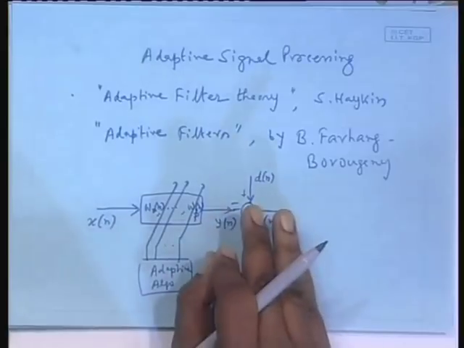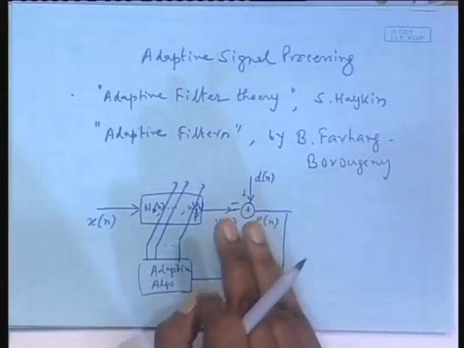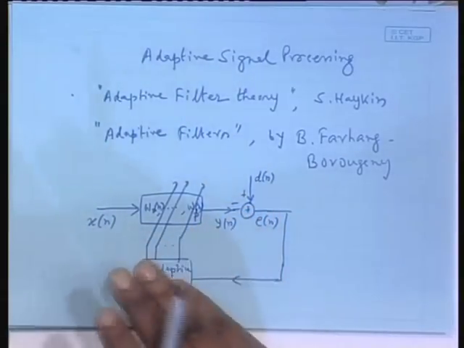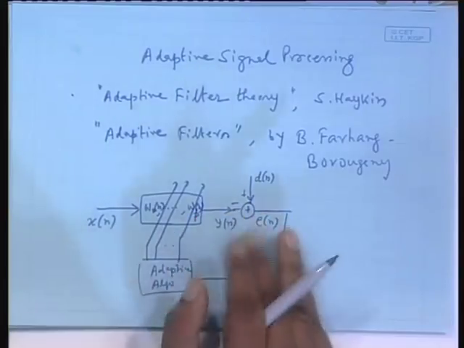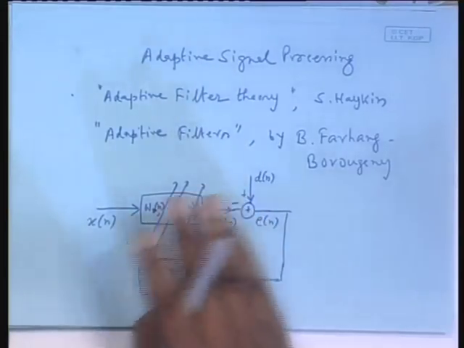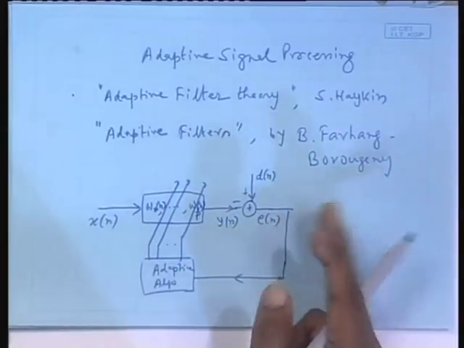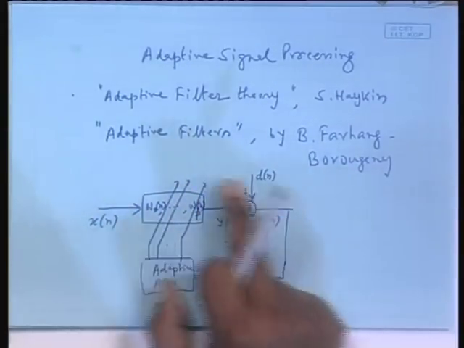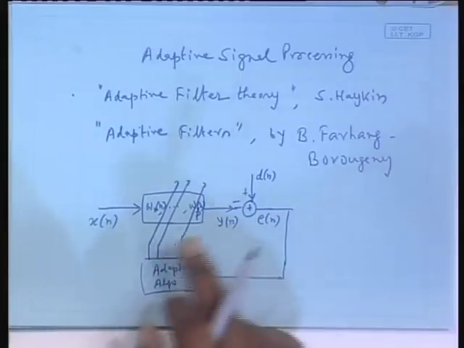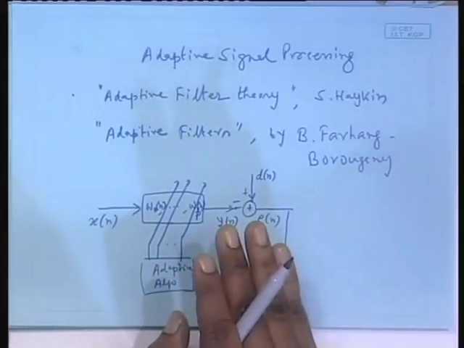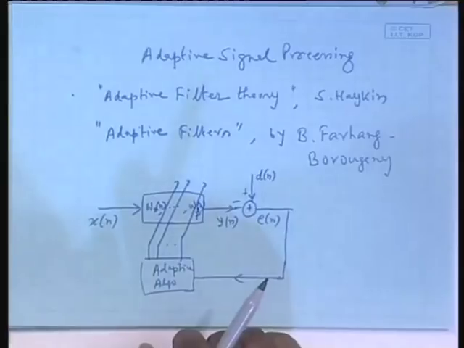And then again, after a while, at some appropriate time, if you find that there is a requirement of further training, because maybe the situation that was generating xn or dn has changed in the external world, we again go through another training phase. So, this training phase is executed from time to time. Okay. So, this is an adaptive filter.